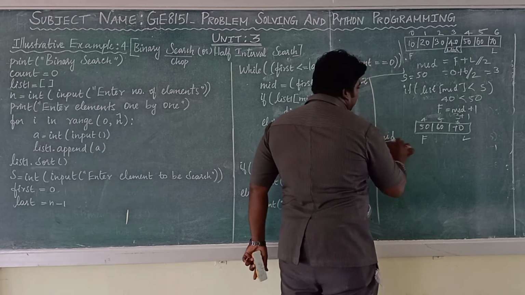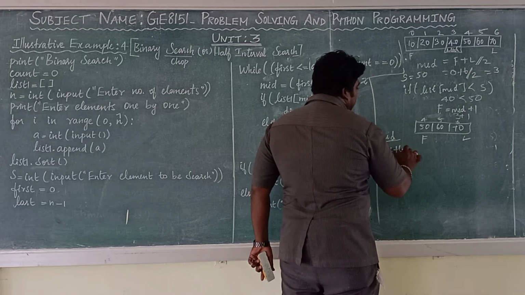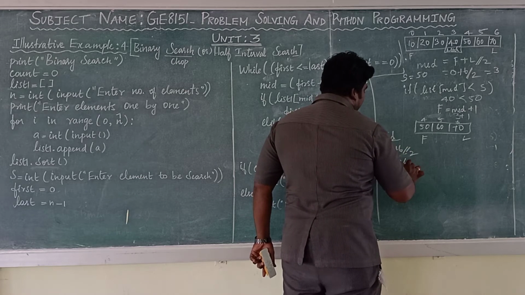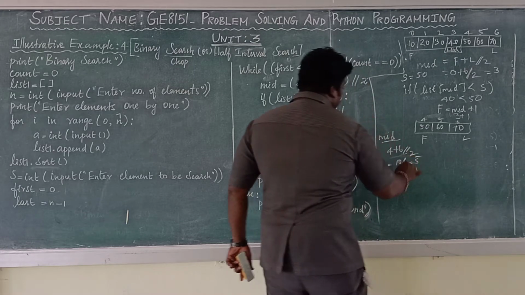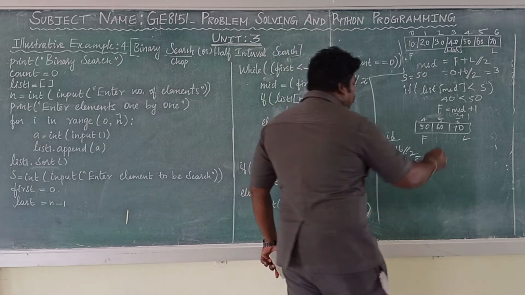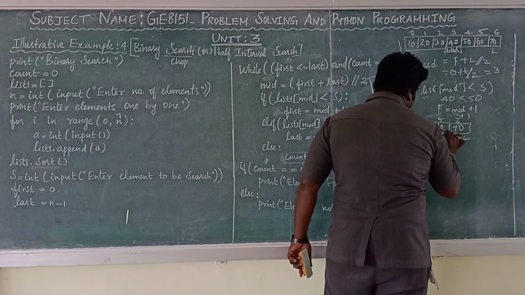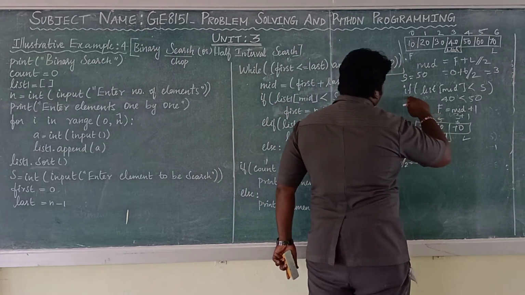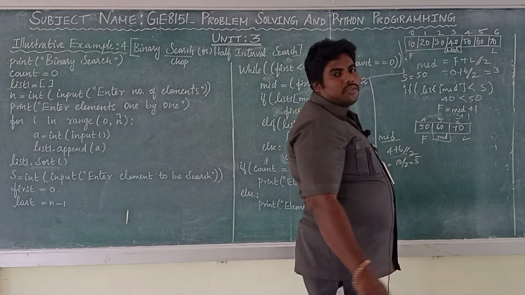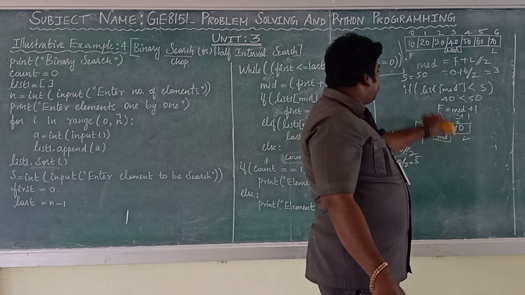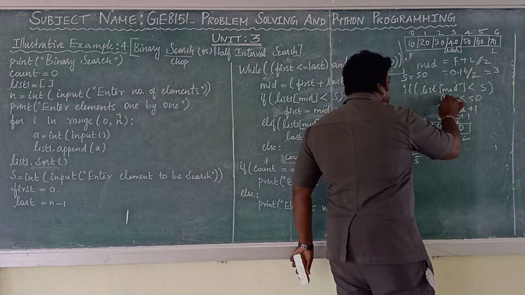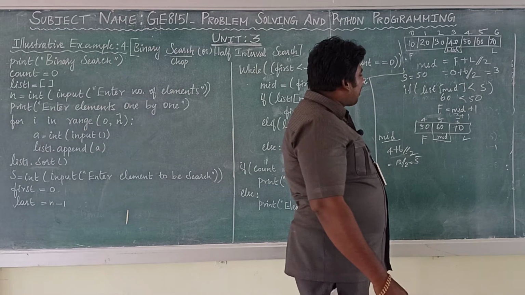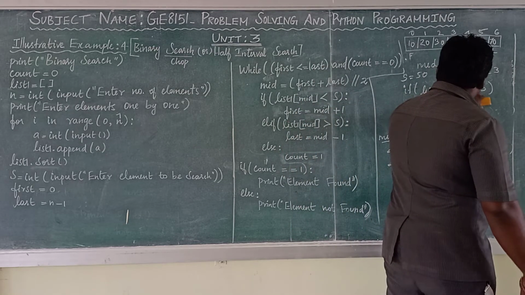For calculating the mid, what's the formula? 4 plus 6 floor division 2. So 10 divided by 2, the answer is 5. So this is the mid. Again you have to check the three conditions. The first condition is if list of mid less than 50. What is mid now? 60. 60 less than 50: is the condition true or not? The condition is false. If the condition is false, it will check the next condition.